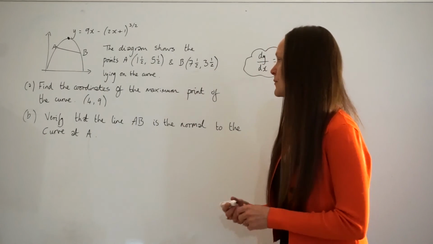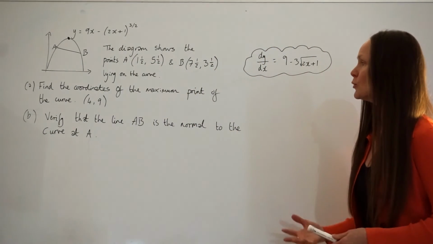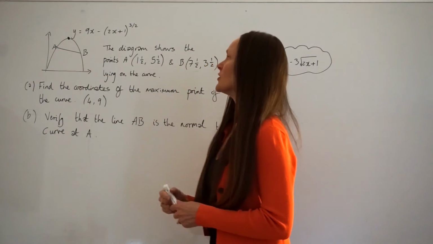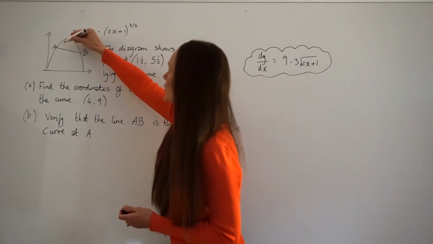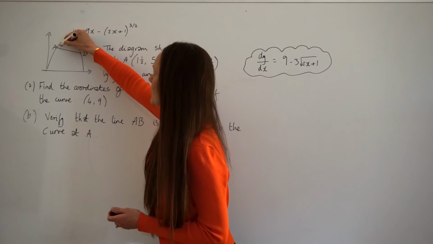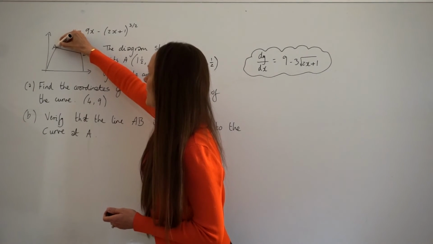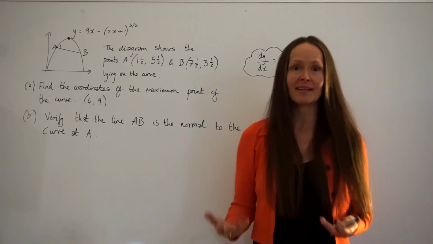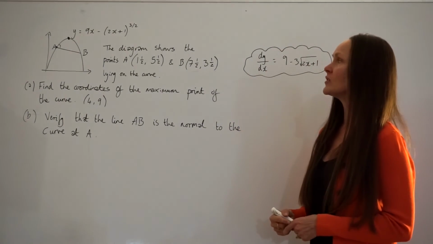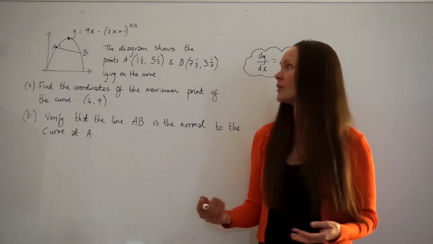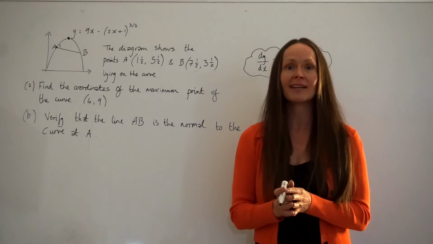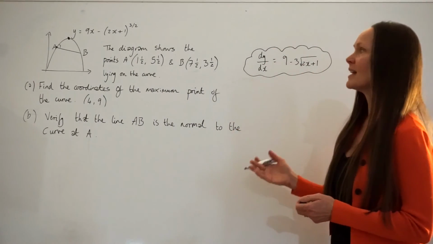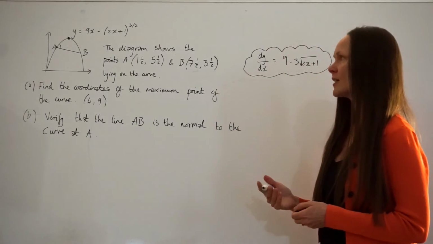In part B, we have to verify that the line AB is the normal to the curve at A. Okay, so here's the line AB. We need to check to see whether this is the normal. So is it a line that makes an angle of 90 degrees with the curve at point A? Okay, so what I need to do to start with is work out the gradient of the line AB. I also need to know the gradient of the curve at the point A. And with those two gradients, if I multiply them together and they equal -1, that will tell me that the line AB is the normal to the curve at point A. Okay, hope that makes sense.